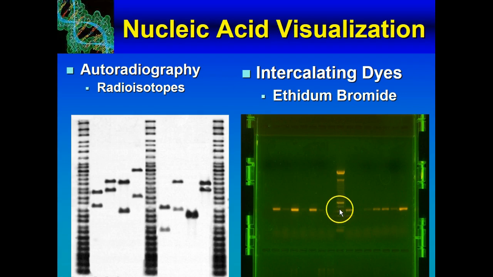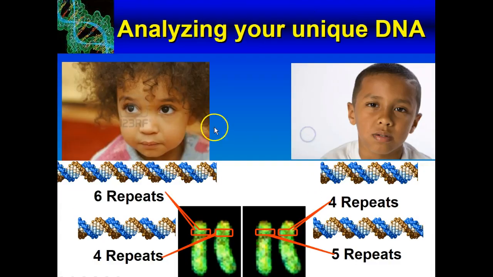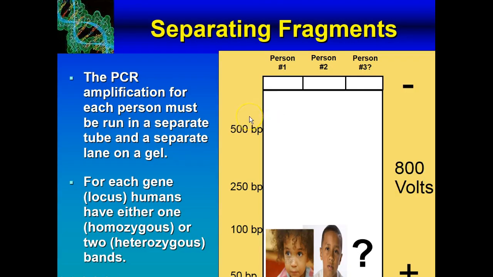And so if you look at it that way, this little fragment here is definitely the smallest piece of DNA, and this fragment here is the largest, and so it went a lot slower. And so we can use that technique to separate these molecules. So let's go back to this sample. Here we have Jay-Z and Beyonce, and here's our two kids, and we don't know what they are, and let's see whether or not they're actually their kids.